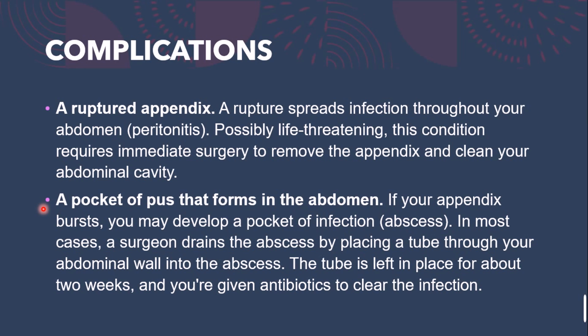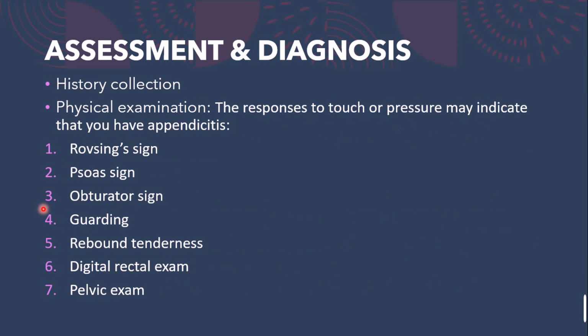So when a pocket of abscess has formed in your stomach due to a ruptured appendix, a doctor or surgeon will introduce a tube through your abdominal wall into that abscess just to drain out the content from there. The tube is left in place for about 2 weeks, and the patient will be given antibiotics also to clear that infection.